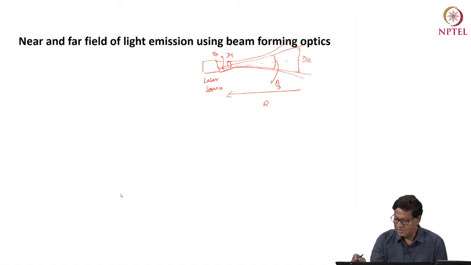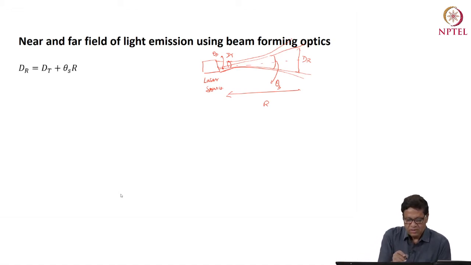But as it travels in the environment, it diverges, and this is defined by this dr, which is the planar beam diameter. So this dr, the receive beam diameter, is actually given by dt plus theta s. Theta s is the divergence angle into the r. So as r increases, this quantity will increase and gets added up, and then there is an expression which is dr is equal to dt plus theta s r.